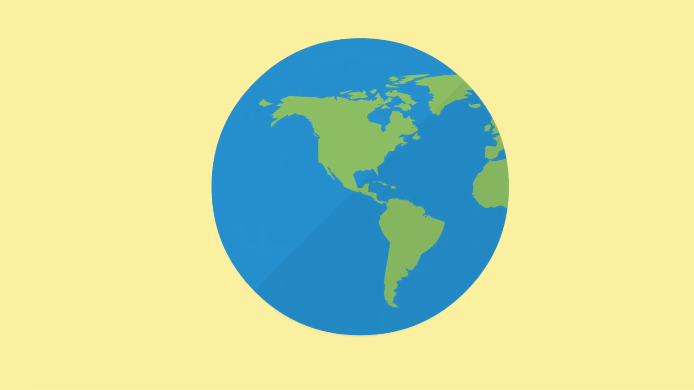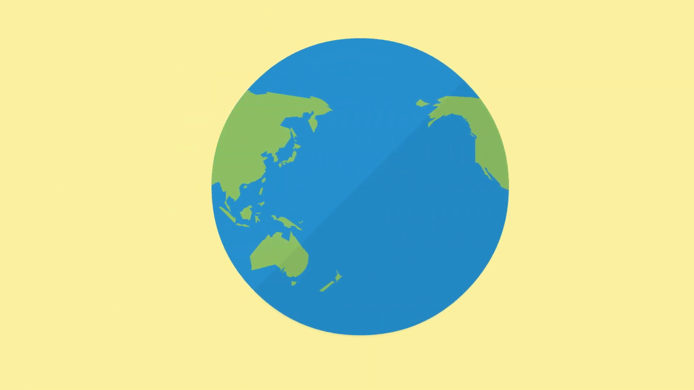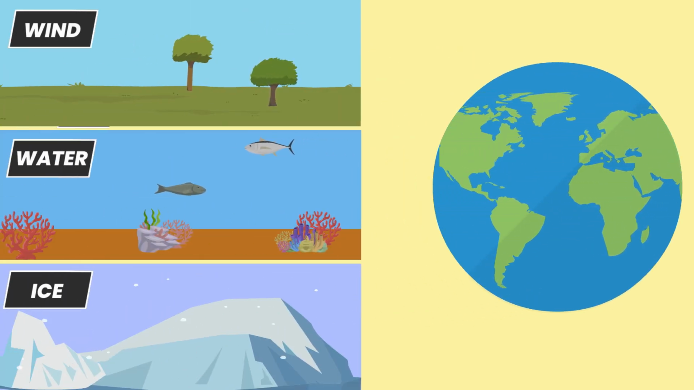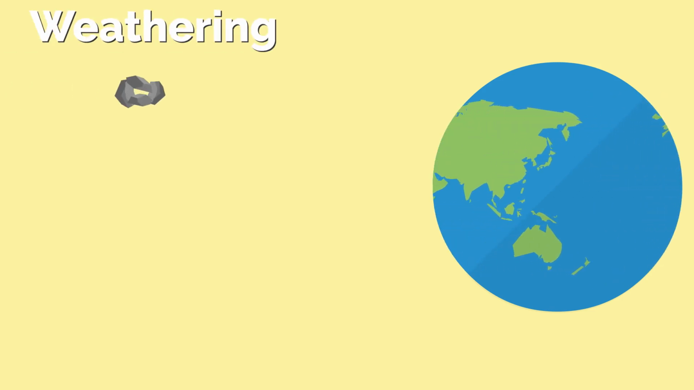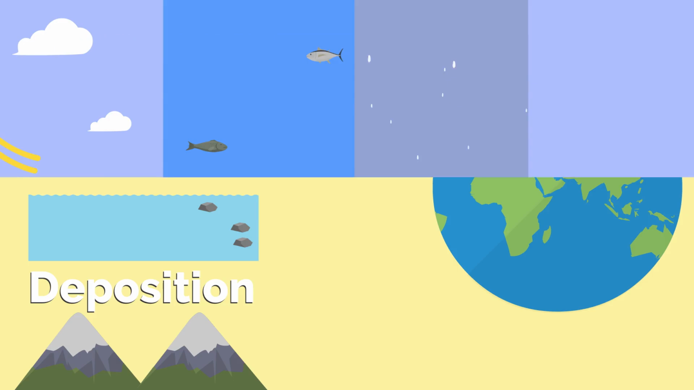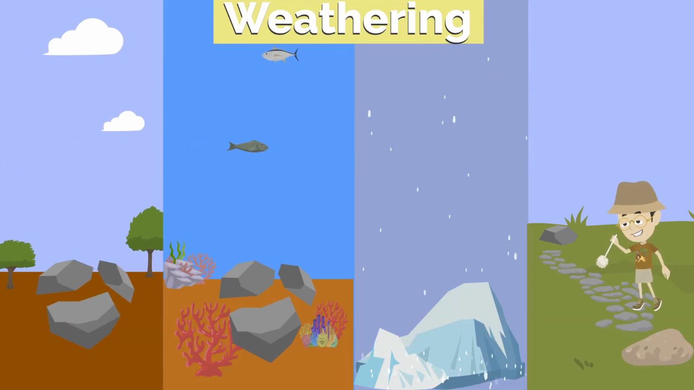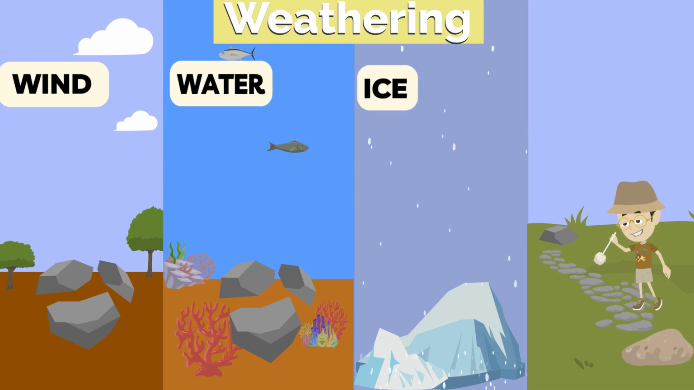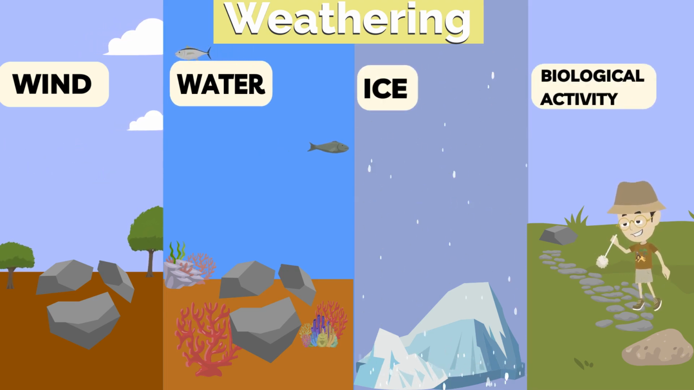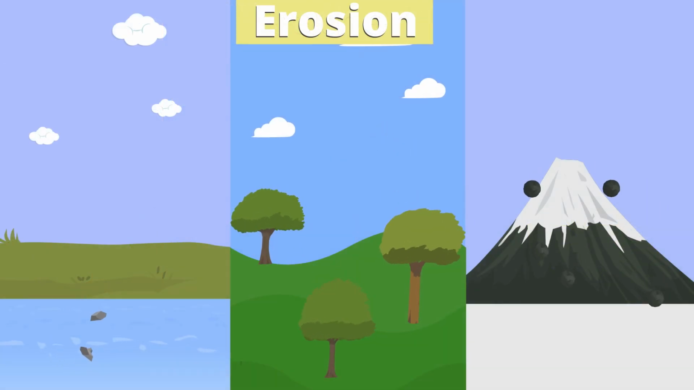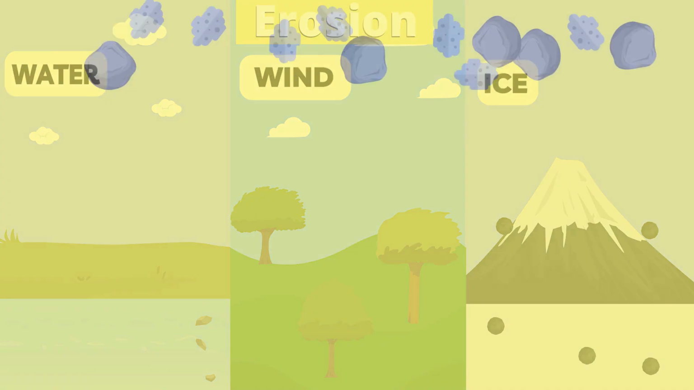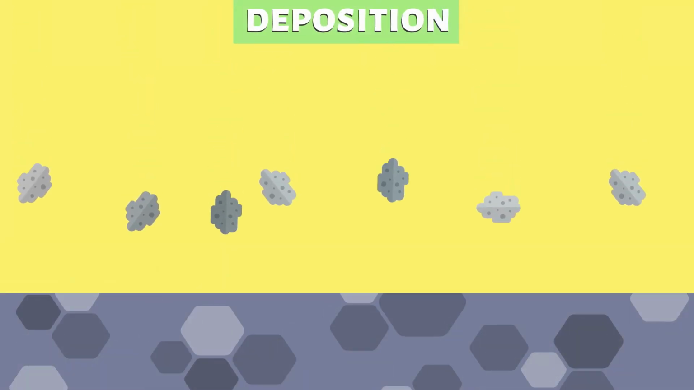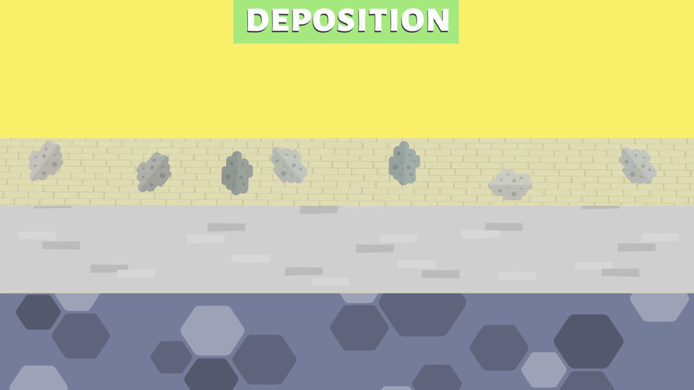Earth's surface is constantly being shaped and reshaped by natural forces. Three primary forces, wind, water, and ice, play crucial roles in forming various landforms through processes like weathering, erosion, and deposition. Weathering is the breaking down of rocks and minerals into smaller pieces by wind, water, ice, and biological activity. Erosion is the movement of these rocks, soil, and sediments from one place to another by wind, water, or ice. Deposition occurs when these materials settle and accumulate in new locations, forming new landforms.